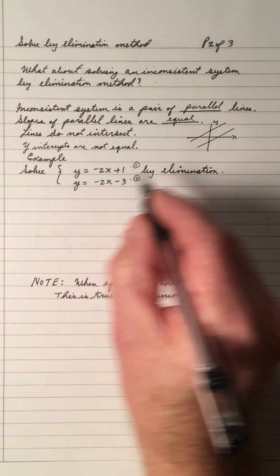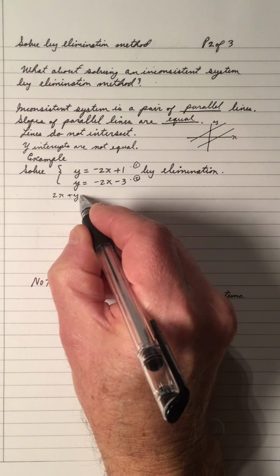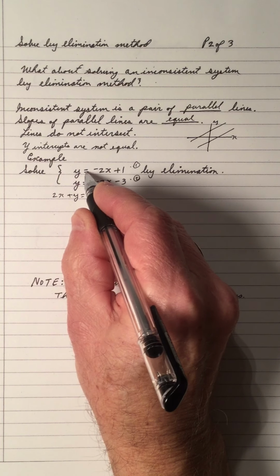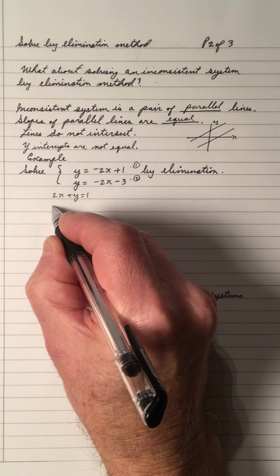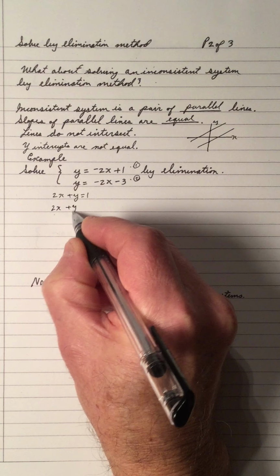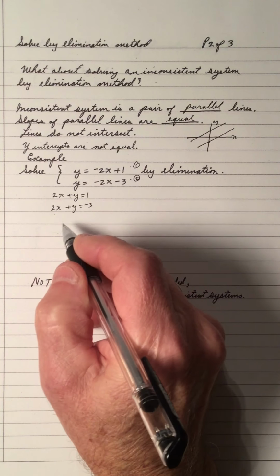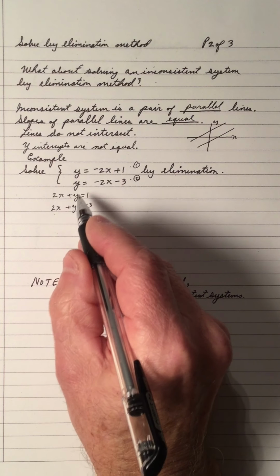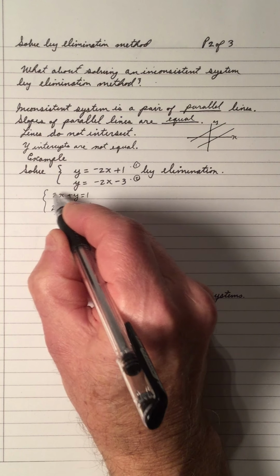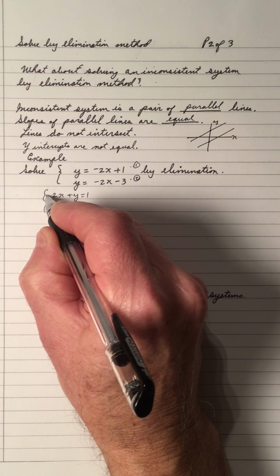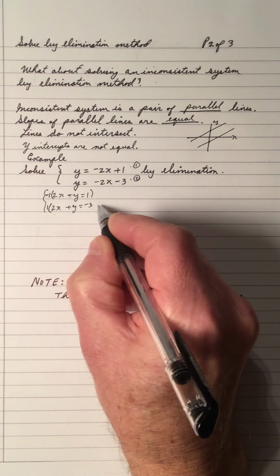For elimination, we have to rewrite the equations. Equation 1 is 2x plus y equals 1, because the negative 2x moved over. And in the second equation, the negative 2x moves to the left: 2x plus y equals negative 3. They're in the right order. So let's take this equation. We need the negative of one of them, so let's multiply by negative 1 right here. And that means we can multiply this one by 1.